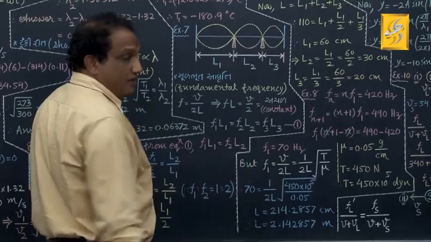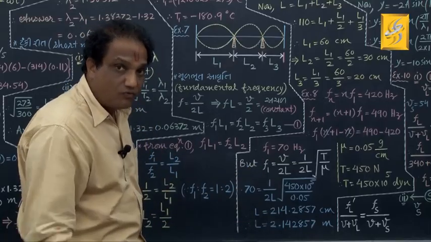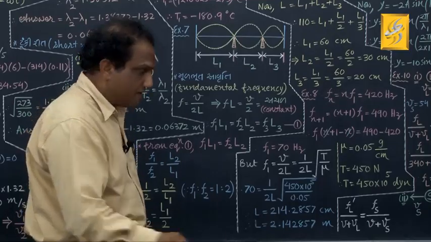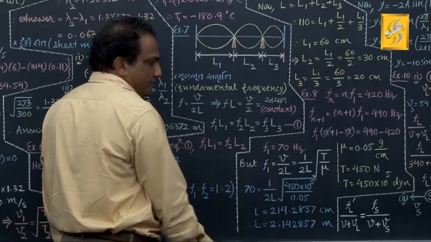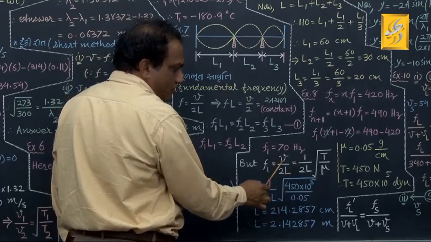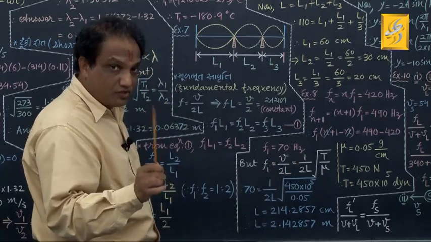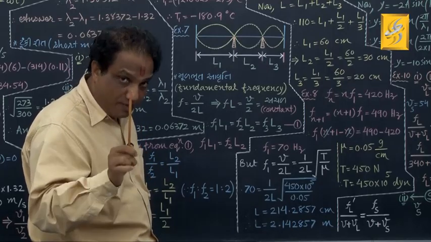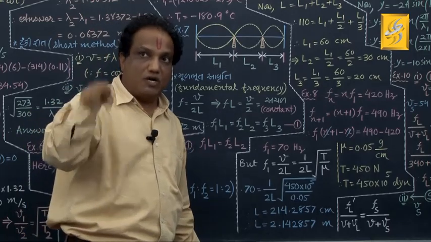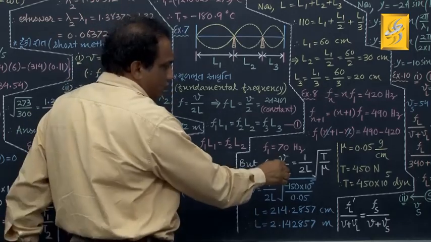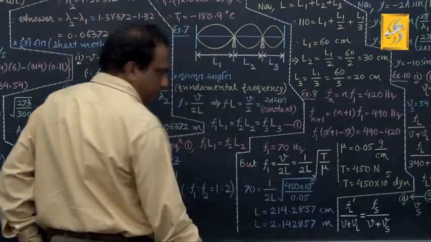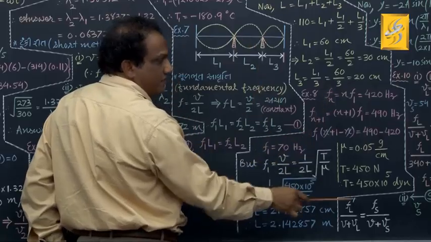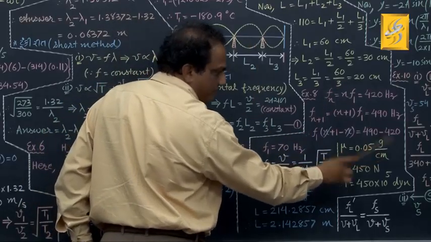Now don't you know the fundamental frequency in case of a stationary wave produced in the string? F1 equals V upon 2L. What about wave velocity? In this string, for the transverse wave, we had found the expression using dimensional analysis. Remember in this chapter? V equals under root of T by mu. Fine. What about mu? They have given the linear mass density for the string as 0.05 gram per centimeter.